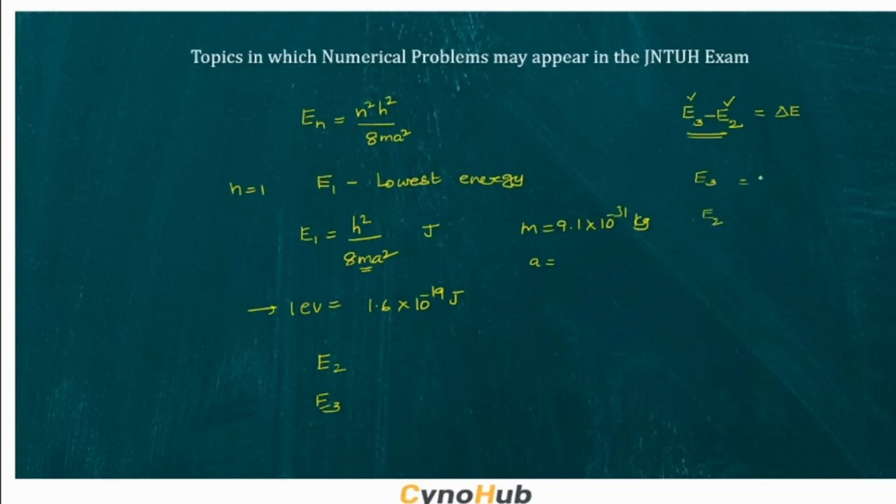E3 is 9h square by 8ma square, and E2 is 4h square by 8ma square, because n is equal to 3 and n is equal to 2 in these cases. Now if you calculate h square by 8ma square, which is E1, then E3 is 9E1. This is how you would calculate, right? Similarly E2 is equal to 4E1.